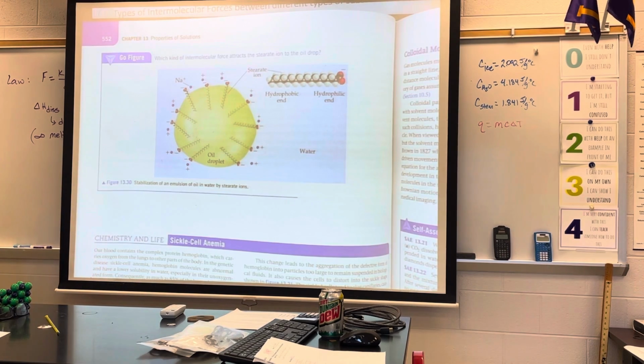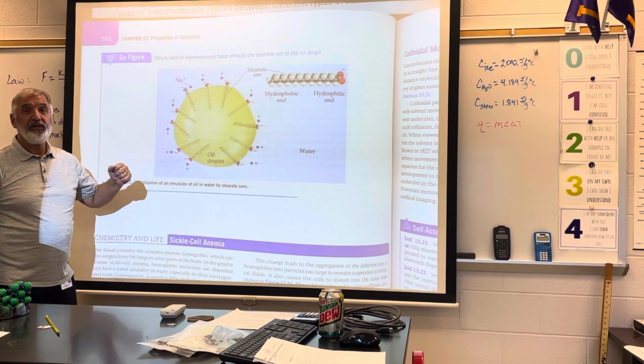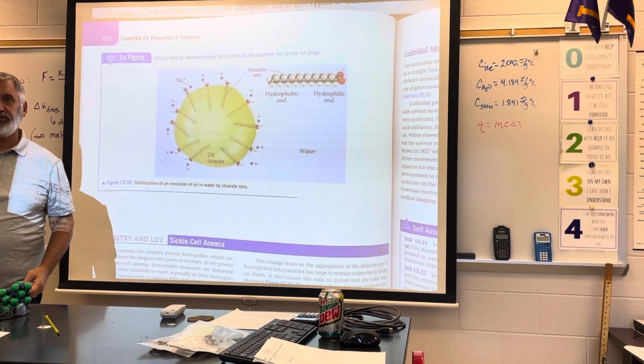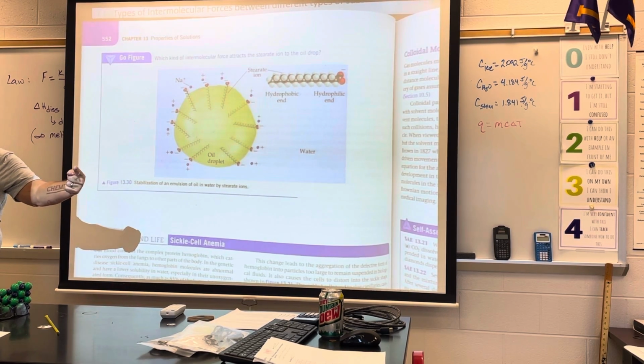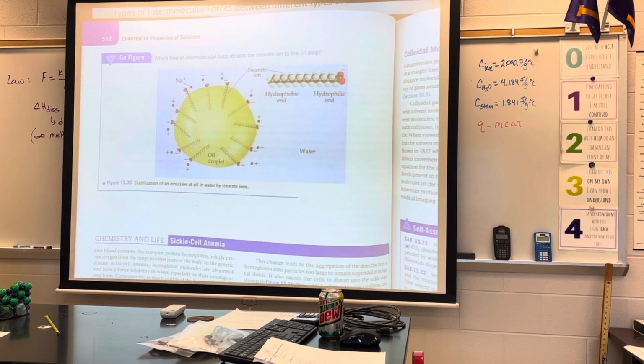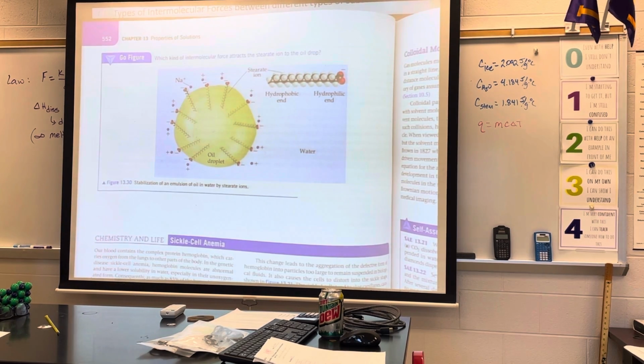All right, here we go. So we're talking about why things are soluble in one another. This is something that's super important. This is how soap works. We read about what it means to be hydrophilic and hydrophobic. Hydrophilic, water lover; hydrophobic, water hater. In terms of polarity, hydrophobic is going to be non-polar, hydrophilic is going to be polar.